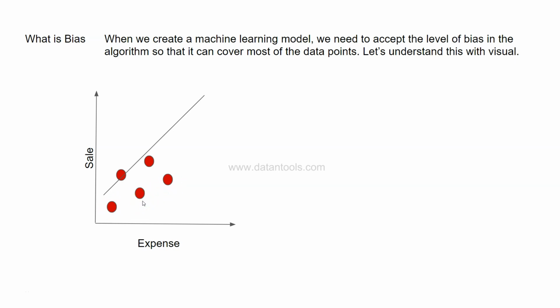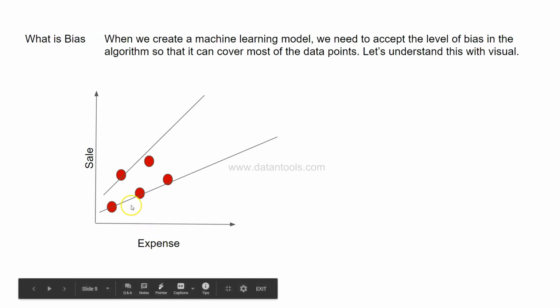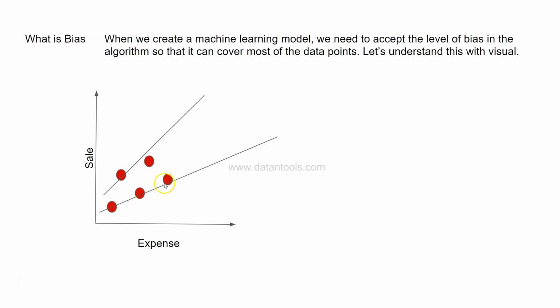So there are a lot of data points, for example these 3 data points, which are relatively far from the line. Now let's say we have tuned the parameters and created a new model, and based on these 3 data points the new function fits a line like this. But even in this case, these 2 data points are very far from this line.